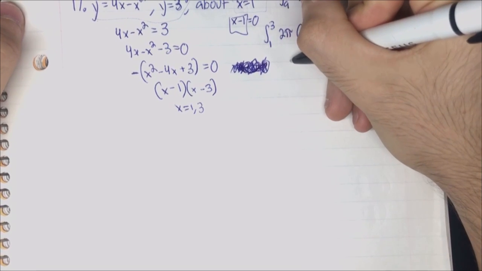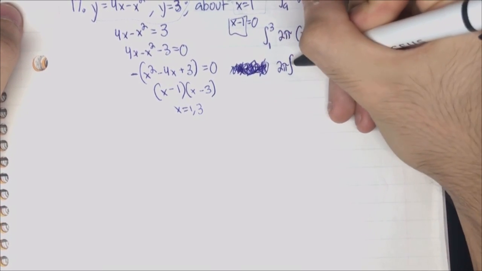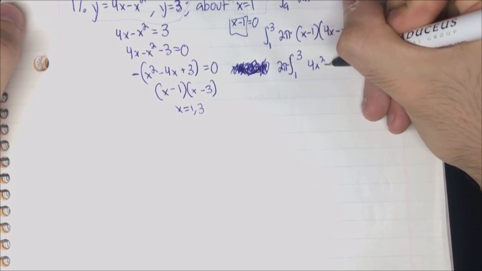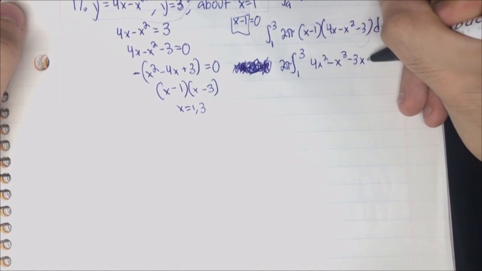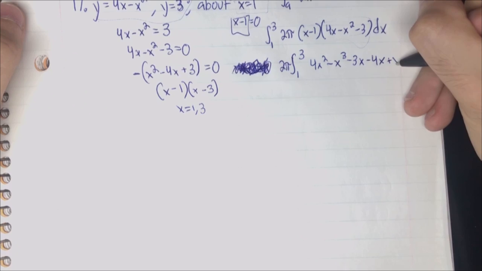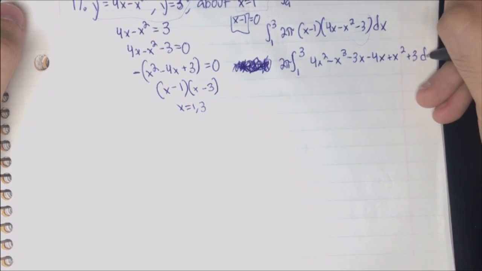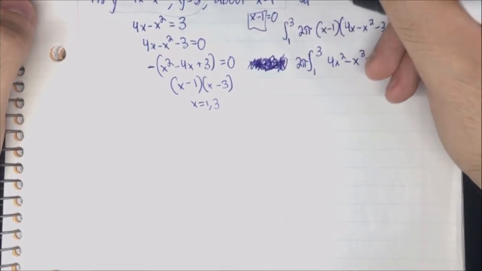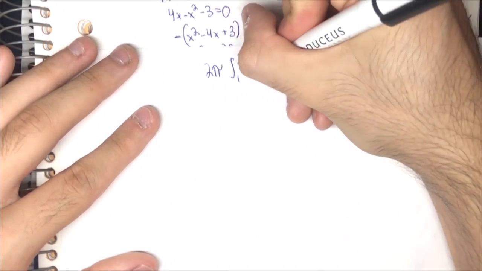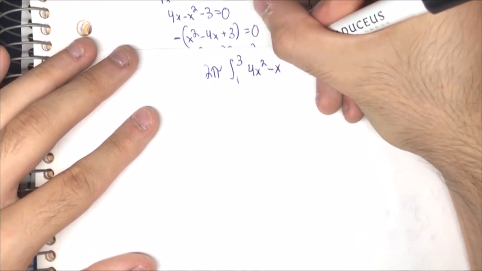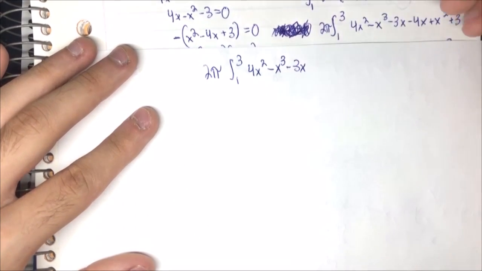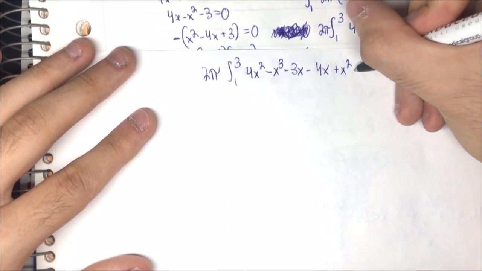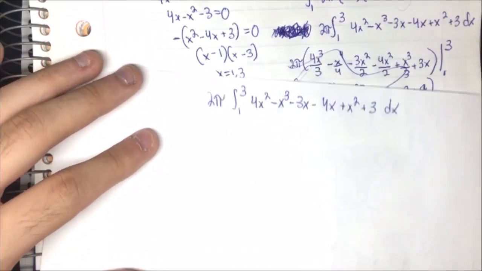All right, so let's see. Once you get that, you can take out a 2 pi, add in front, 1 to 3, and then you distribute. So it would be 4x squared minus x cubed minus 3x minus 4x plus x squared plus 3 dx. All right, cool. So then now we can find the antiderivatives. I'm just going to rewrite what I had. So 1 to 3, 4x squared minus x cubed minus 3x minus 4x plus x squared plus 3 dx.